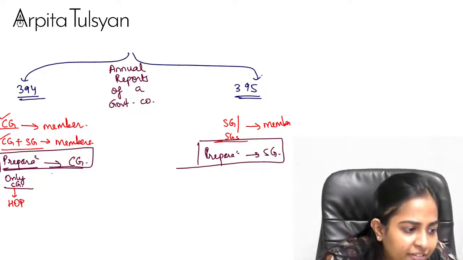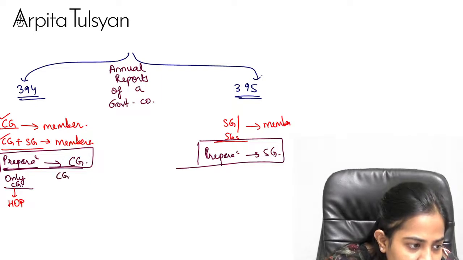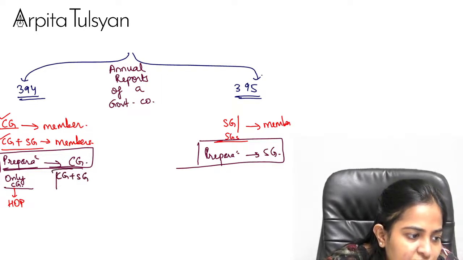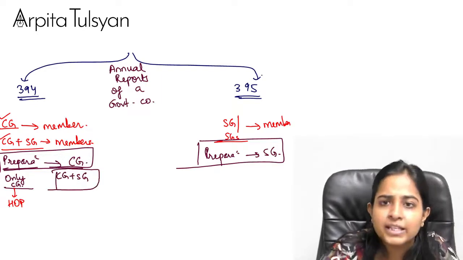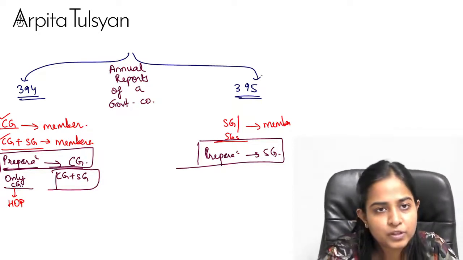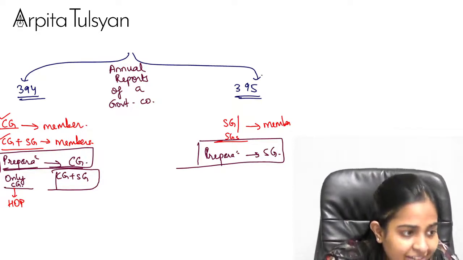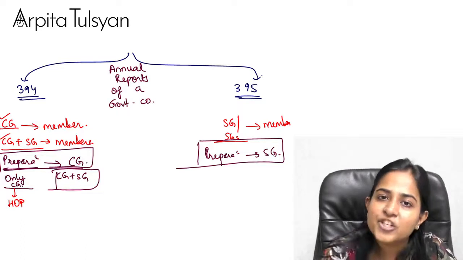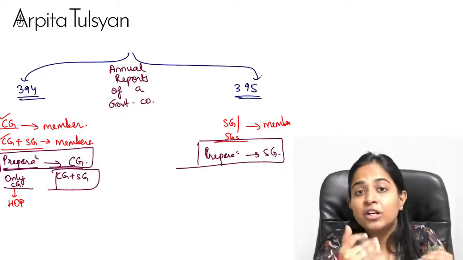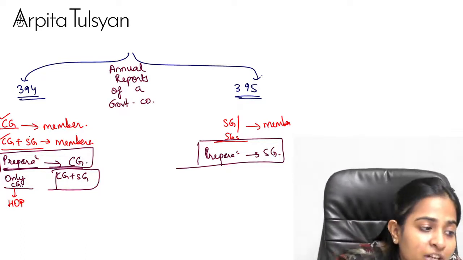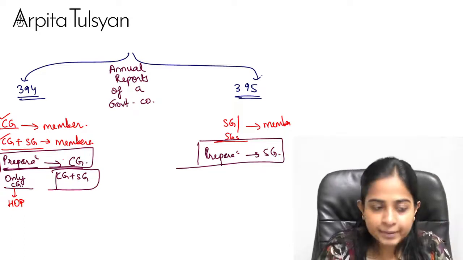And then where both of them are the members, CG as well as SG, and they jointly hold at least 51% of the paid up share capital, then who did the preparation work? Preparation work was done by whom? Preparation work was done by the central government, right?